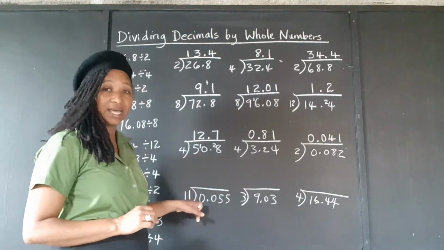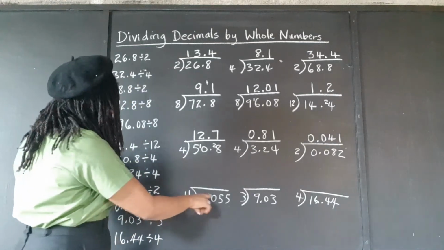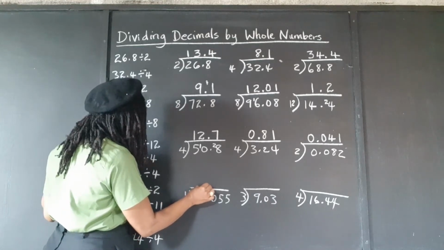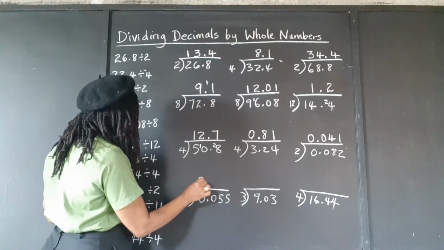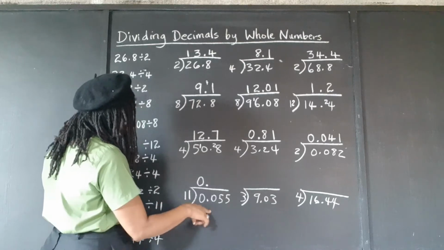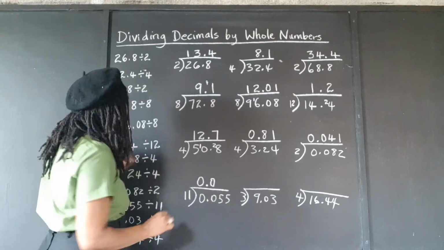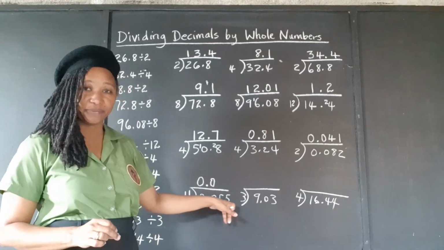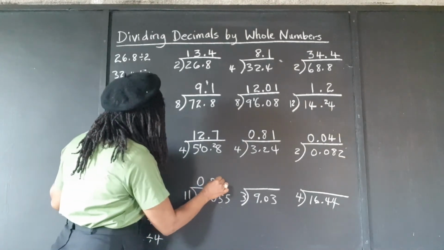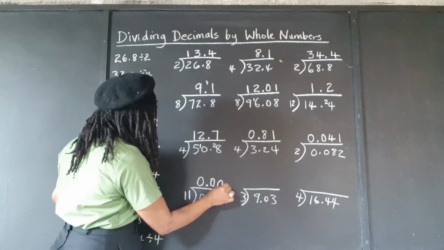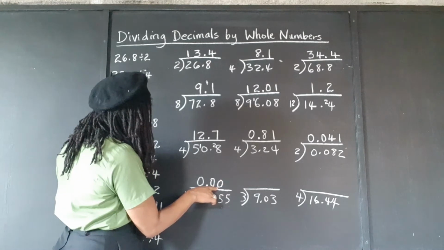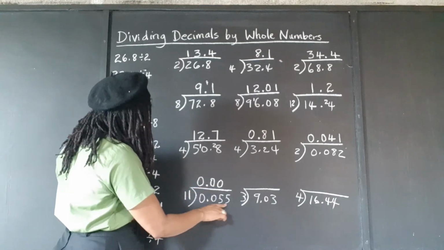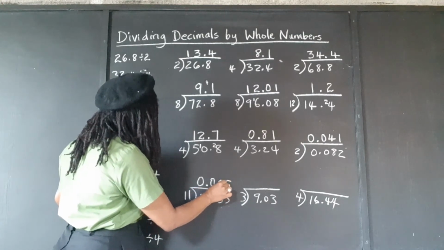0.055 divided by 11. Again, we have zeros at the front. So if it's a decimal and there's no whole number, yes, you can put the 0 to fill that space. And 11 into 0, also 0. Now look at this one here. 11 cannot go into 5, so we have to put a 0 in the 100th place to hold that space. You can't just leave the space here. And then you say 11 into 55 goes 5 times.